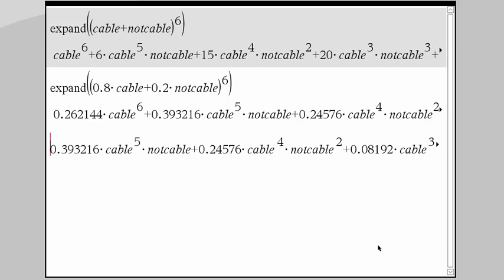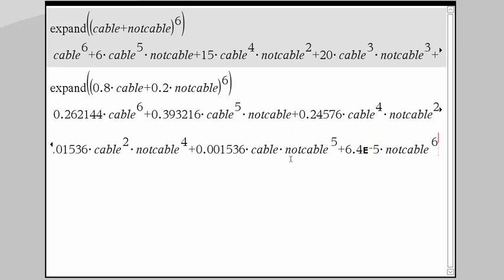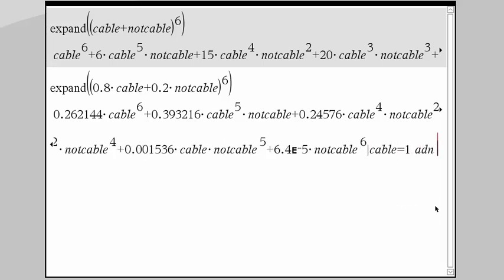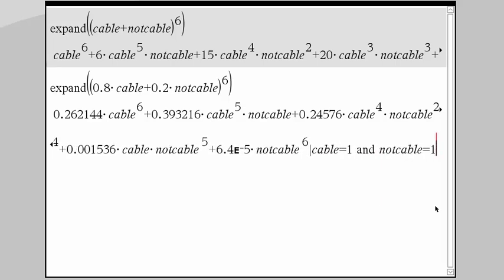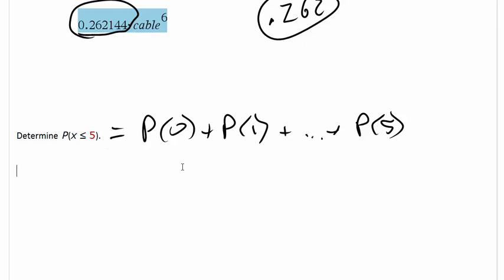And so one way that I can do this is hop all the way to the end of this line. I'm going to take advantage of the CAS. If I can make all those variables equal to 1, they'll just sort of go away. So I'm going to do a vertical line for under the condition. Let's let cable equal 1 and not cable equal 1. Just to make my variables go away, they'll all be raised to different powers, but I'm now going to be left with each coefficient times a bunch of 1s, and we'll add all those up. And what I get really quickly is 0.737856, and that is the probability that I was looking for.